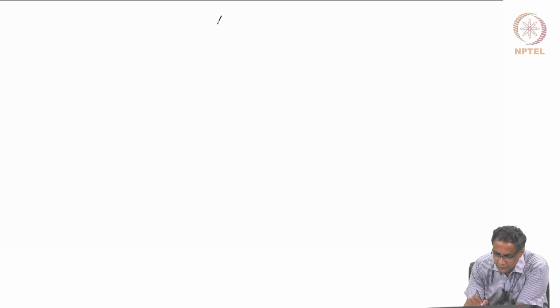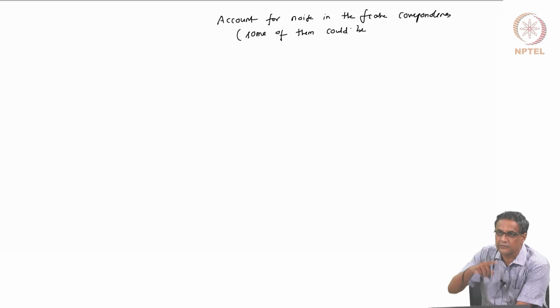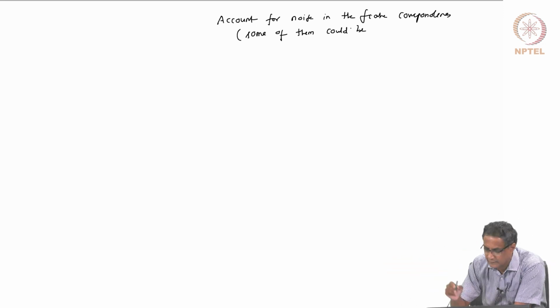So what you want to do is account for noise in the feature correspondences. And some of them could be, say, outright wrong. I mean, it's not just a small amount of noise. Some of them could be outright wrong, in the sense that you are saying that this point is that, and then that could be actually wrong. It could be outright wrong.